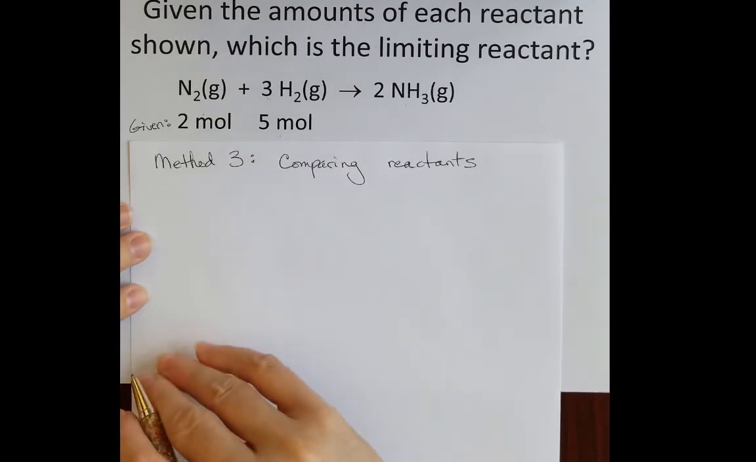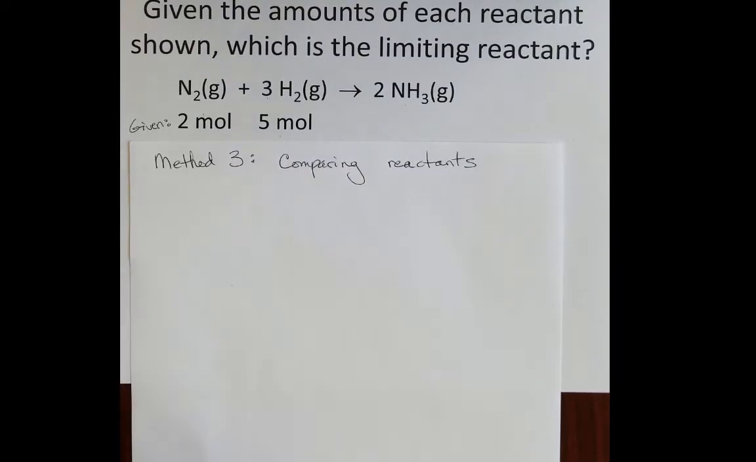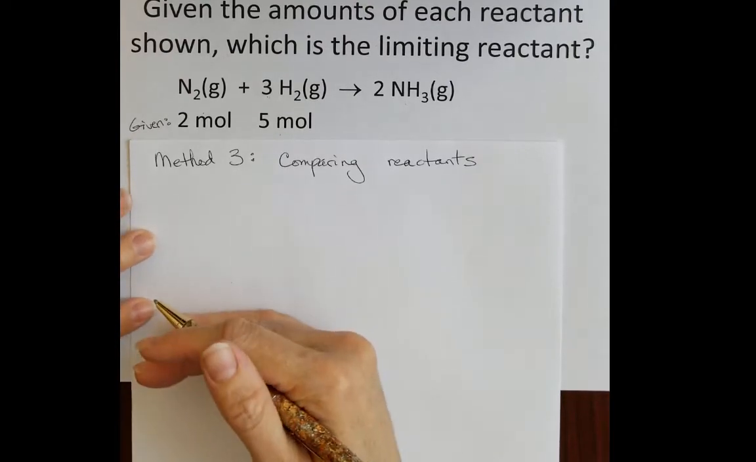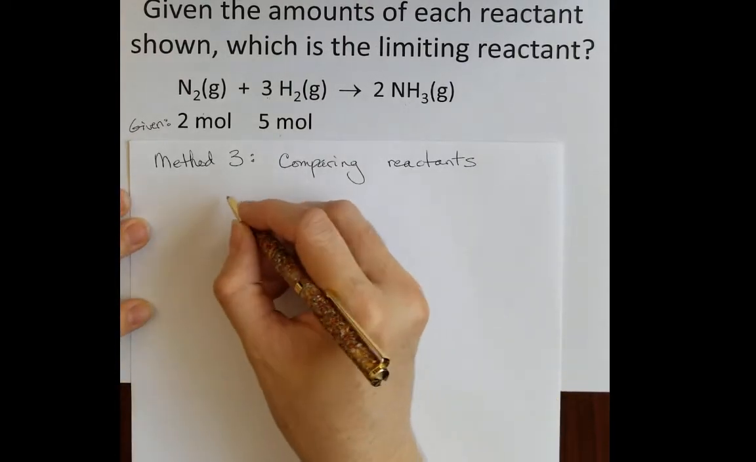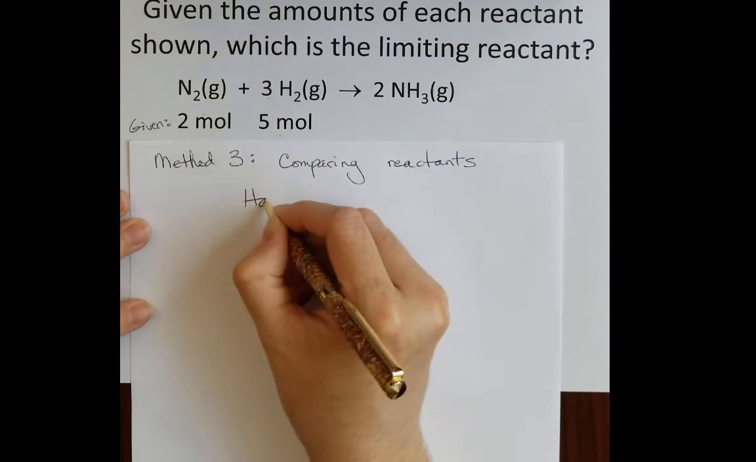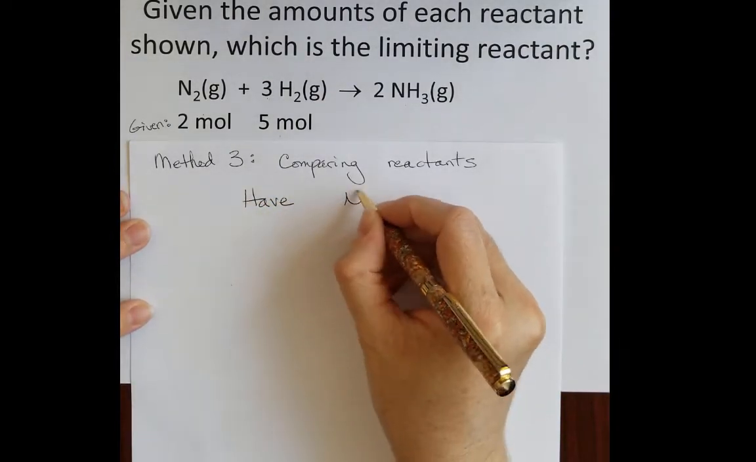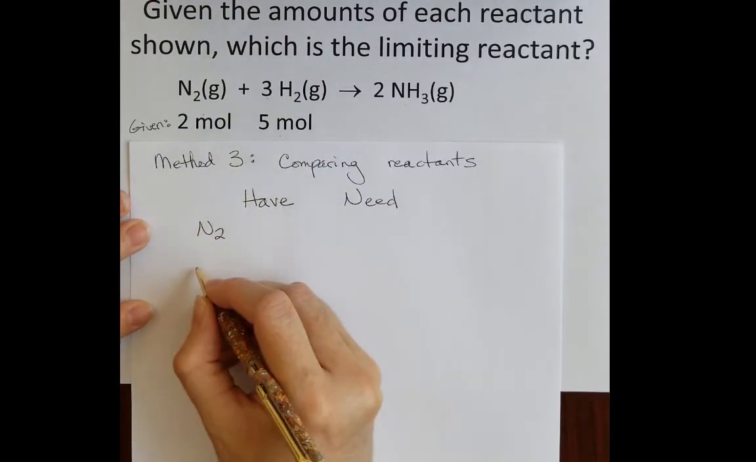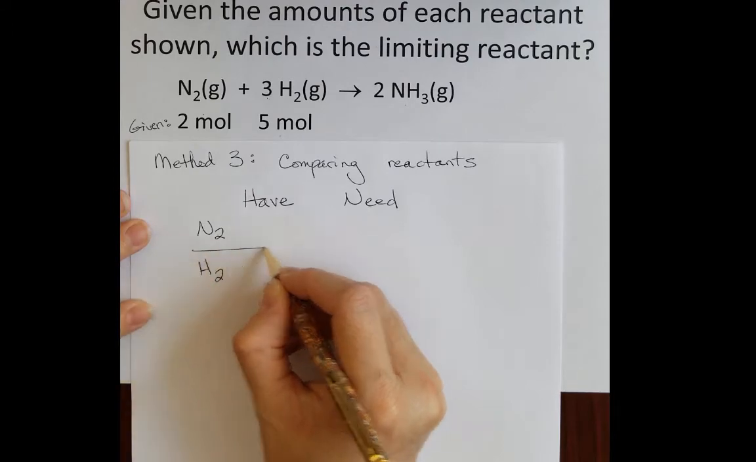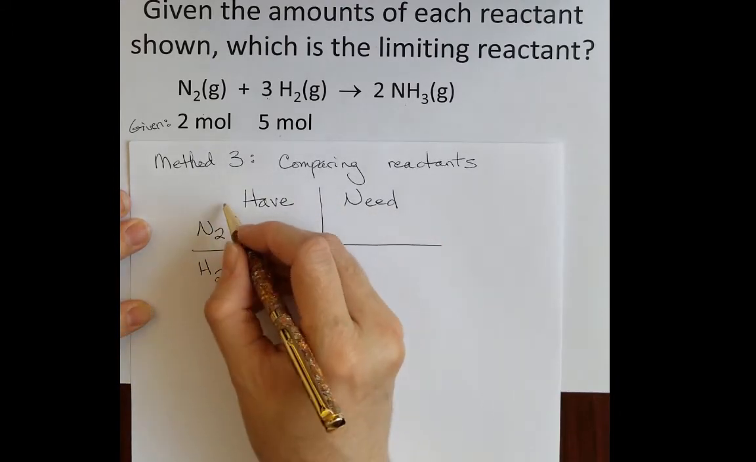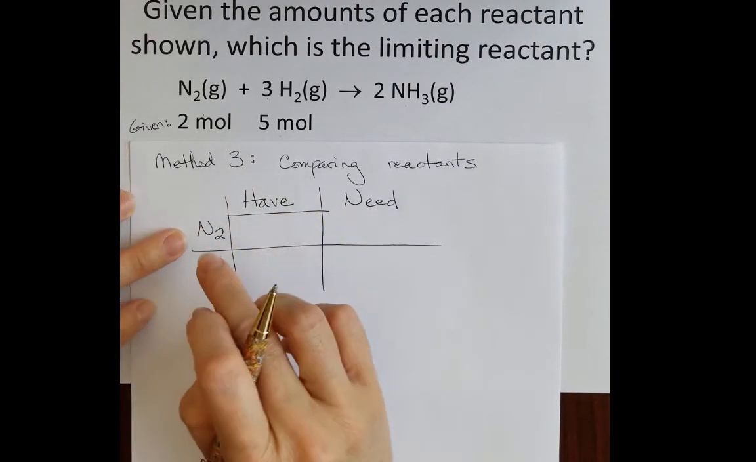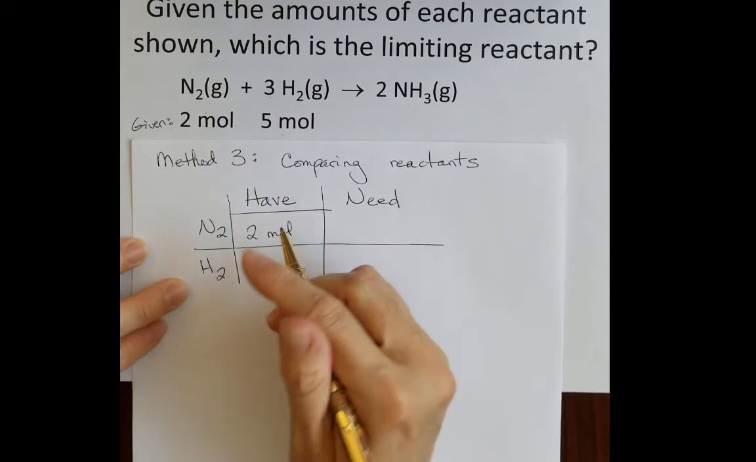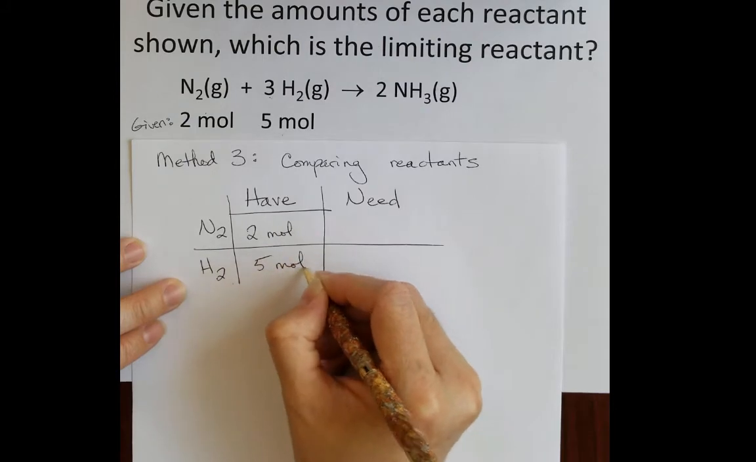In all of the methods before, the goal was to compare things. What we're actually going to do here is compare the amount that we have to the amount that we would need of each reactant. So we have nitrogen and we have hydrogen. And you'll notice we can already start this have column. So we have 2 moles of nitrogen and we have 5 moles of hydrogen.